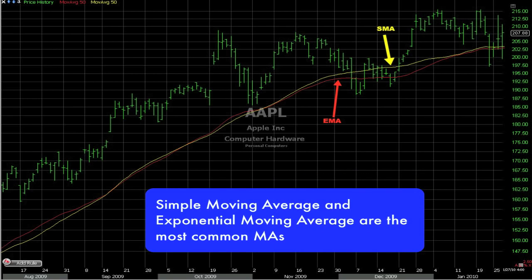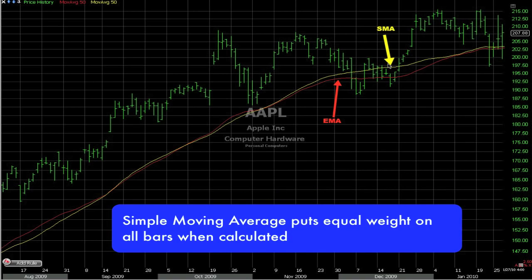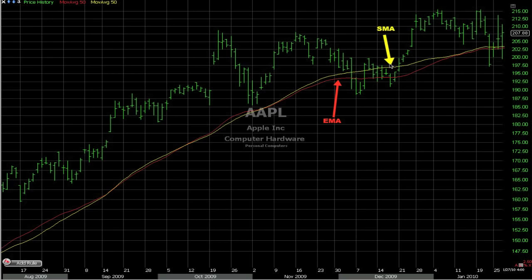The simple moving average, the SMA, and the exponential moving average, the EMA, are the most common MAs. A simple moving average is created by calculating the average price of a stock over a certain number of bars. So a 20 simple moving average on a daily chart will show you the average price for the last 20 daily bars.